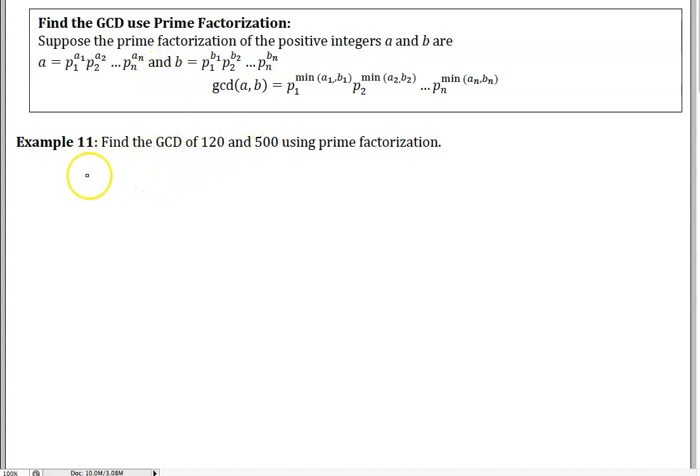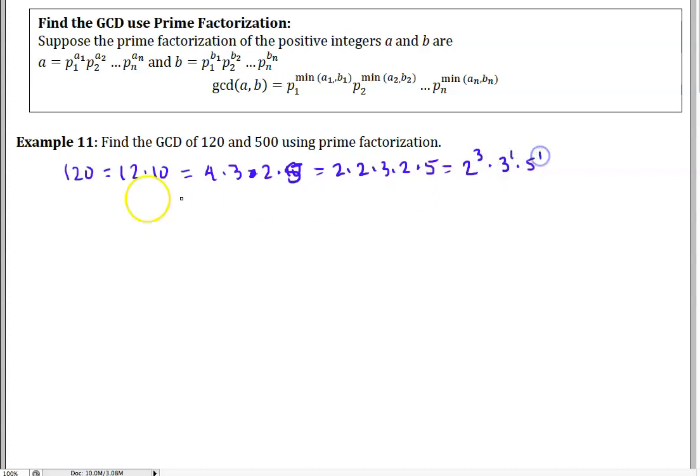Okay, so let's use that method. This is again the familiar method that you probably learned in school to find the GCD of two integers. So let's break up 120. 120 is 12 times 10. 12 is 4 times 3, and 10 is 2 times 5. And then 2 times 2 times 3 times 2 times 5. So they're all primes. We're going to collect them. This is 2 to the 3 and 3 to the 1 and 5 to the 1.